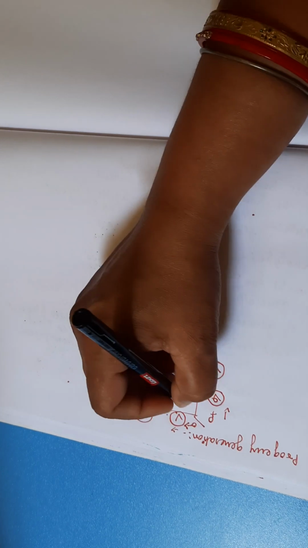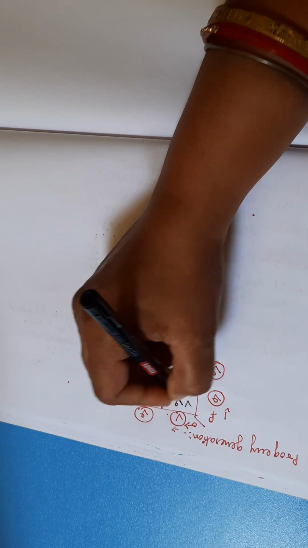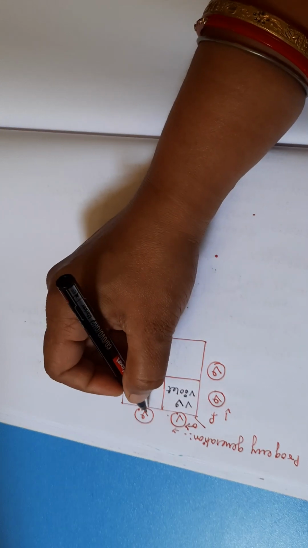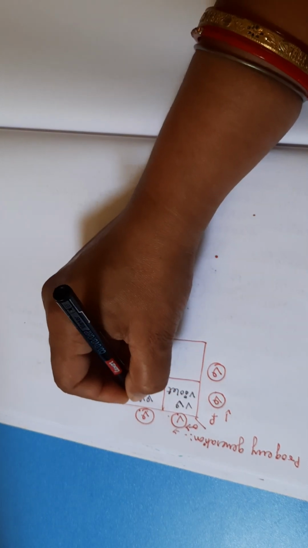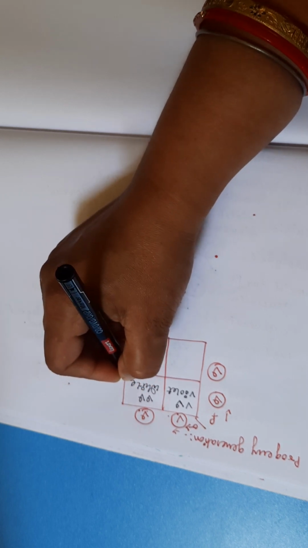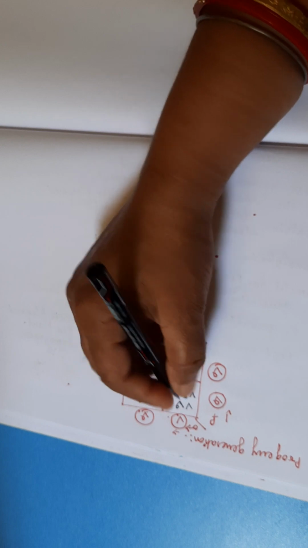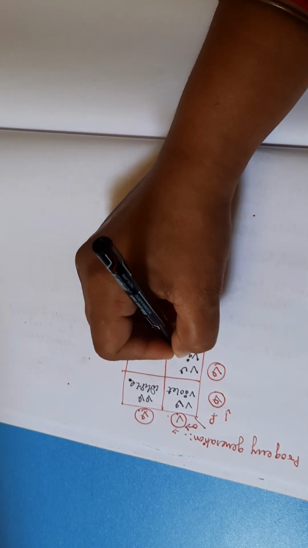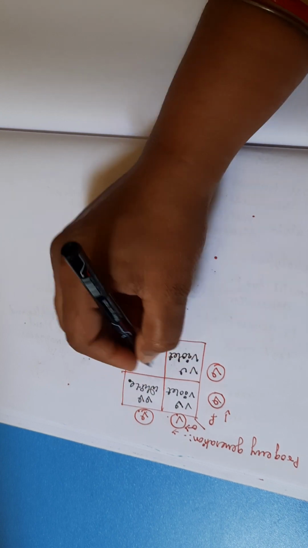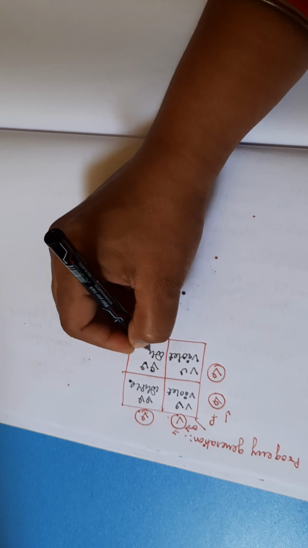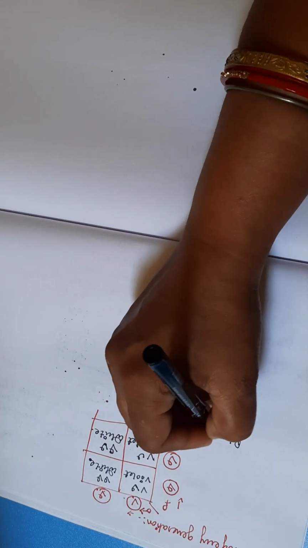If this pollen grain fertilizes this ovule, it is capital V, small v. So the expression of the phenotypic trait will be violet. If this pollen grain fertilizes this ovule, it will be small v. Expression of the phenotype will be white. If this pollen grain fertilizes this ovule, it is capital V small v. Again the expression is violet. This one is also the same, that is small v, expressing the white phenotype. So what will be my phenotypic ratio?